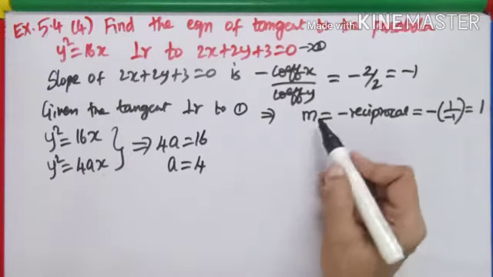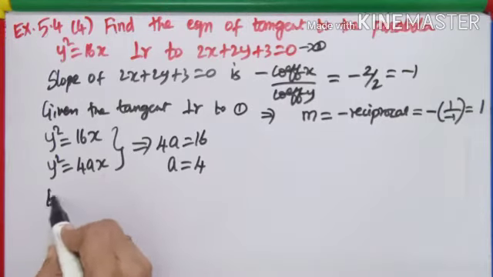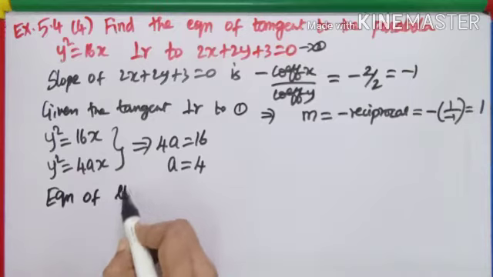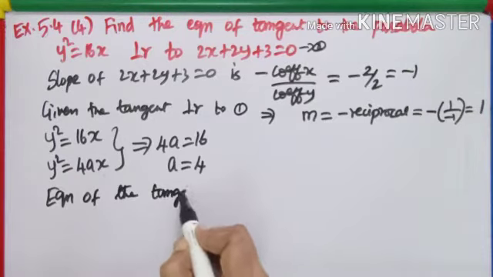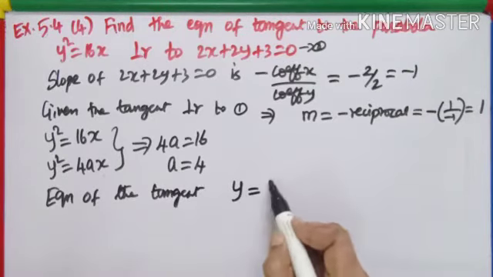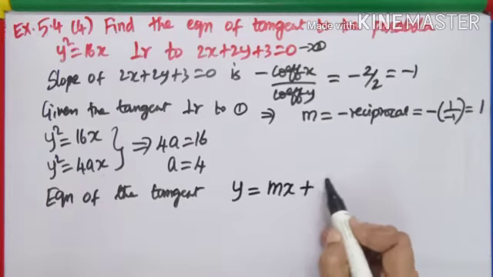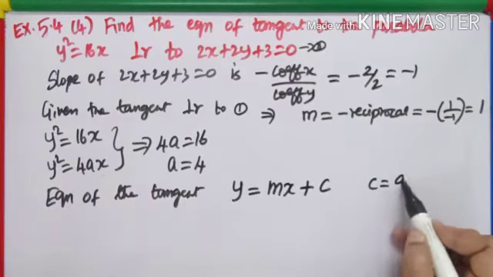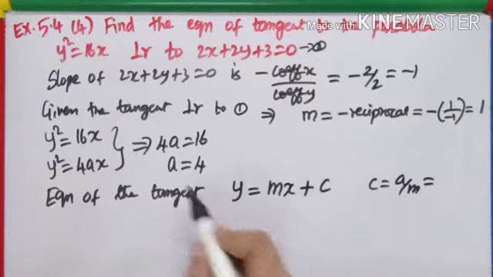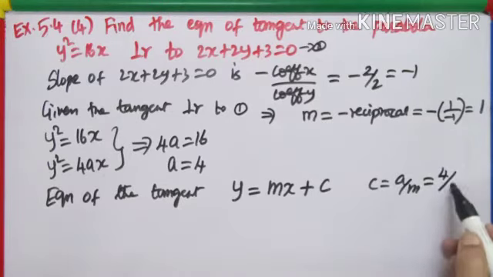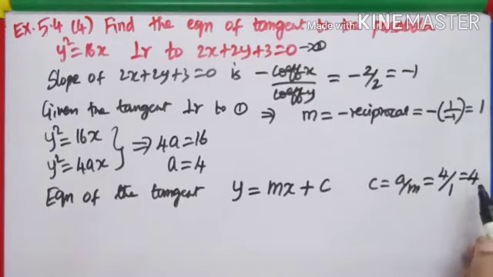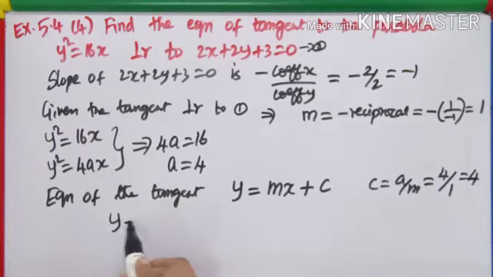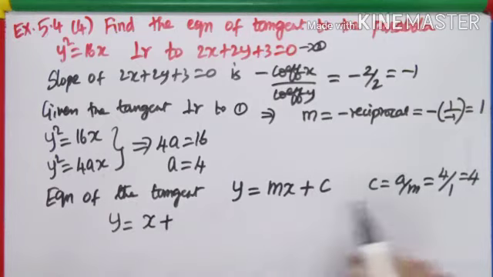Having known a and m, we need to write the equation of the tangent. The formula for the tangent is y is equal to mx plus c, where c is equal to a by m. a value is 4 and m value is 1. So this gives rise to 4. y equals mx plus c, m is 1 plus c value is 4, and this is the equation of the required tangent.